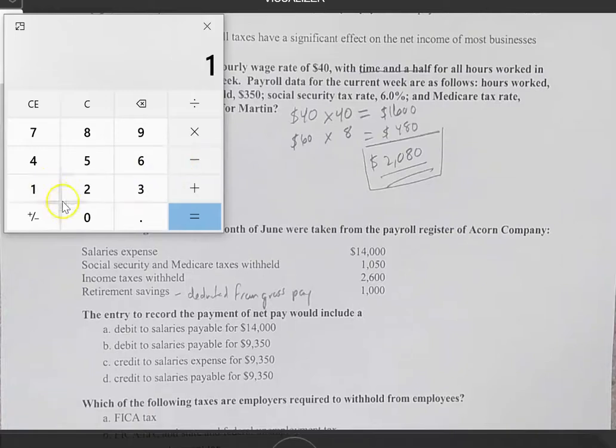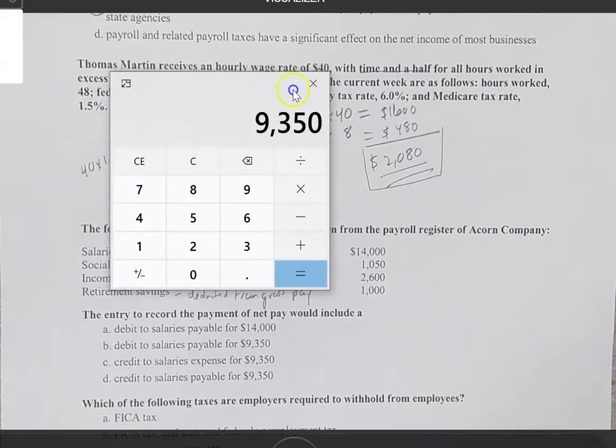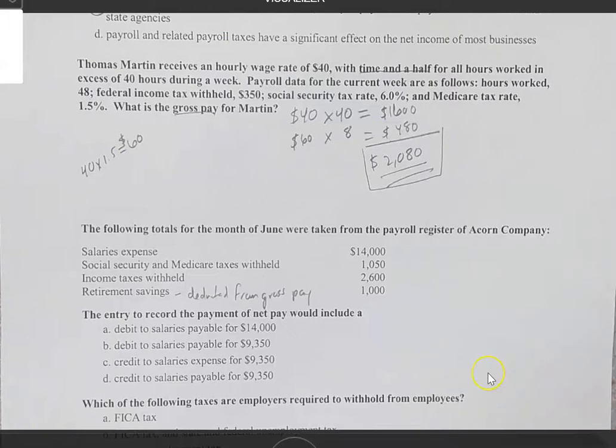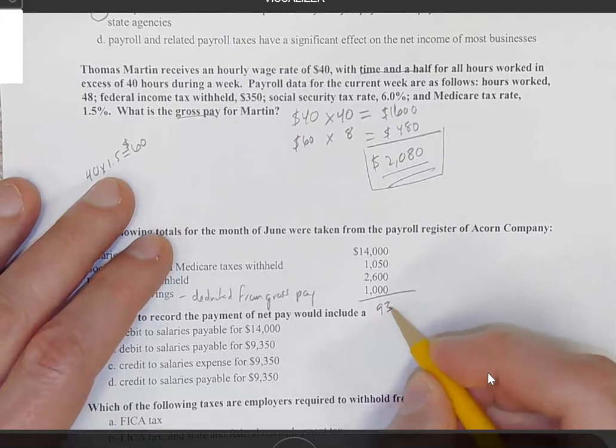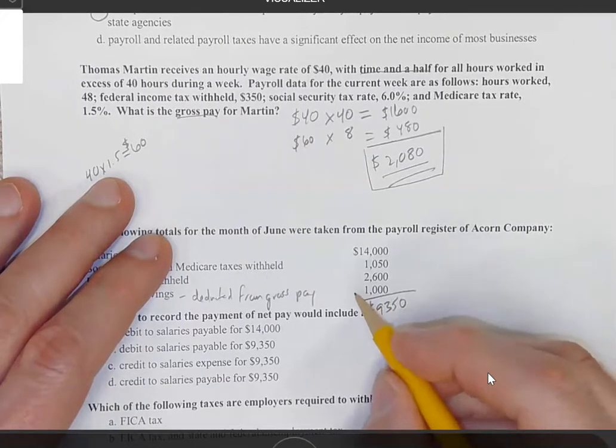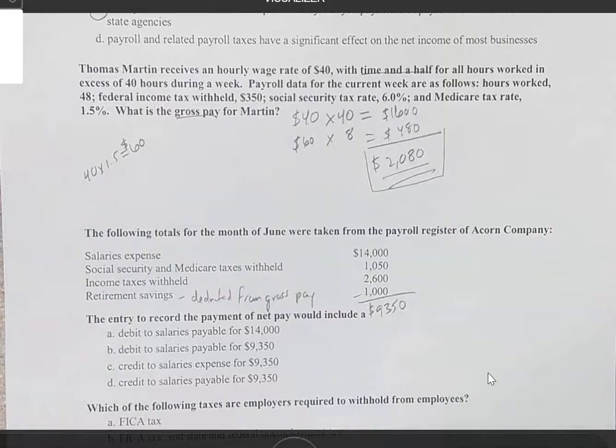And we're going to subtract from that $1,050. Okay, for the Social Security and Medicare. We're also going to subtract income taxes withheld. And finally, we're going to subtract $1,000 for the employee portion of the retirement savings. And that gives us $9,350. Okay, we're going to move that out of the way. And so what that tells us is this figure here, if we were to put a subtraction sign right there, would be $9,350.